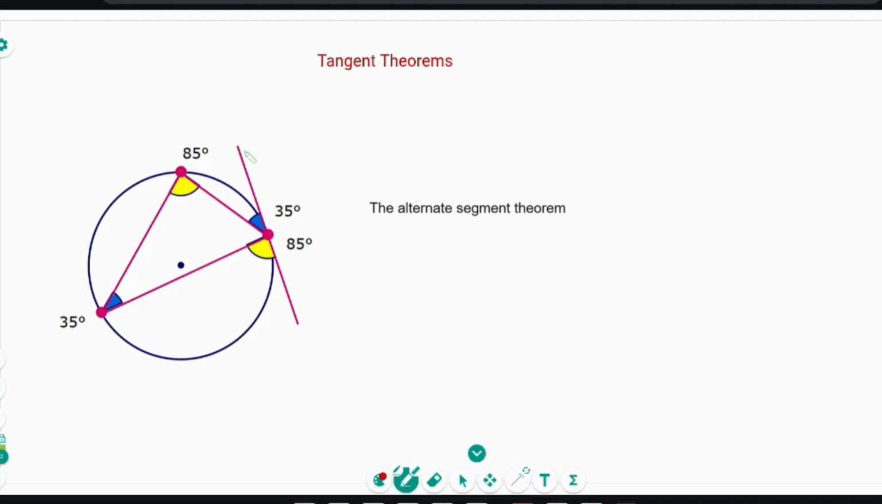You have a tangent which touches a circle, but the important bit here is the tangent touches the circle at the same point as a triangle. So when you've got a triangle within a circle touching a tangent from one of its corners, the angle here is equal to the angle in the opposite length of the triangle. So let me just go through that in a bit more detail.